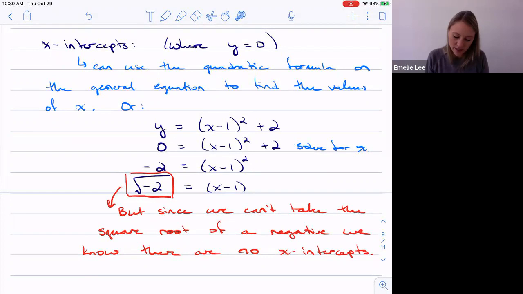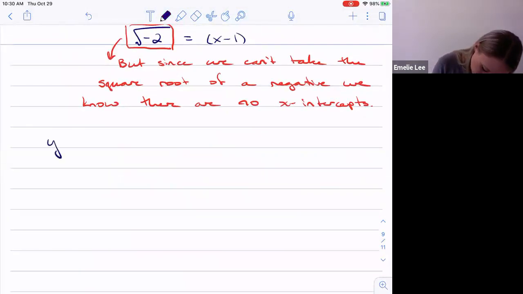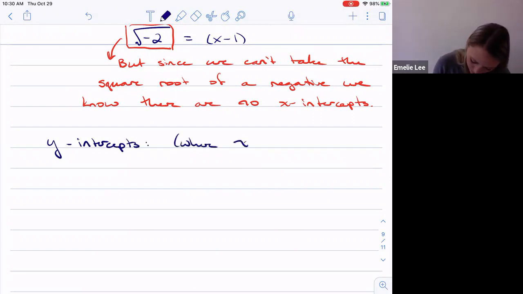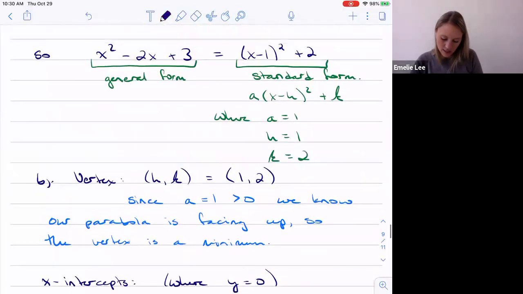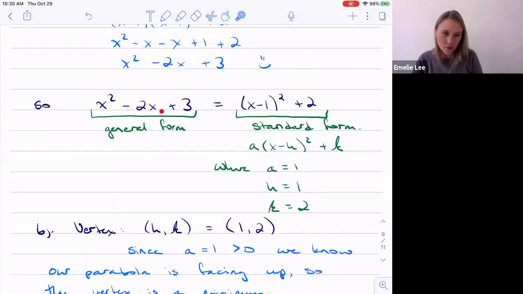Now let's do the y-intercepts. The y-intercepts are where x equals 0. Easy enough, we can just plug in x equals 0. Again, it doesn't actually matter which one of these you use. Because we have the standard form, it's a little bit easier, I find, plugging in x equals 0 here, but it doesn't matter.